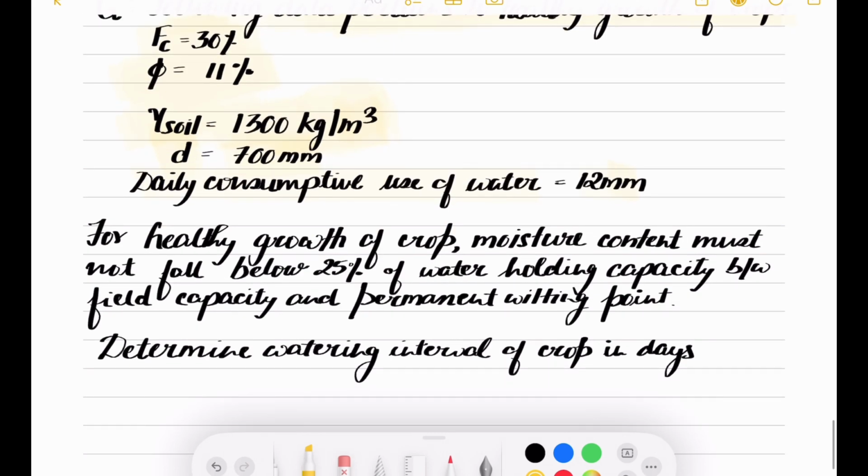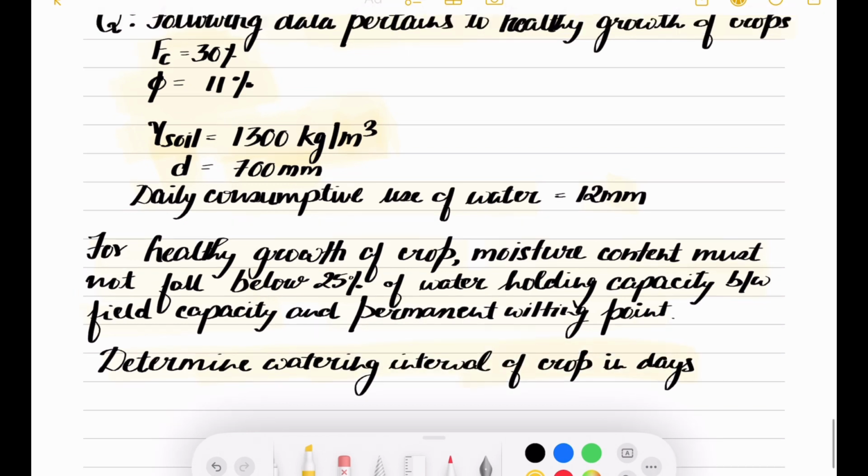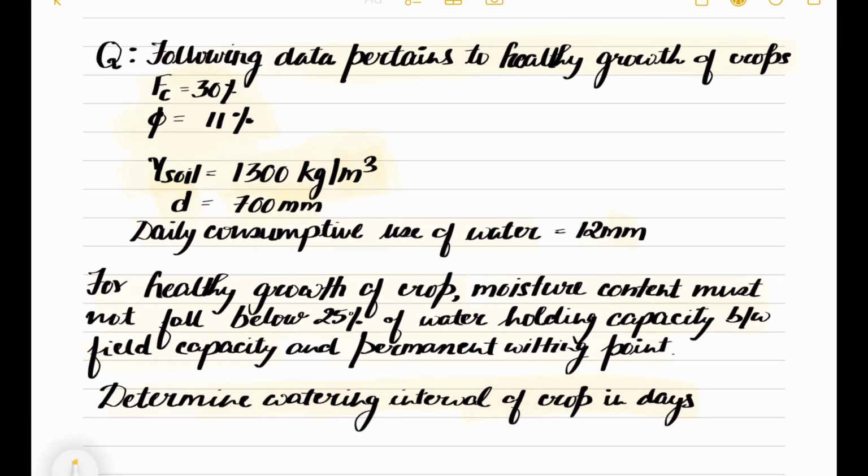We have been given additional information that for healthy growth of crop, moisture content must not fall below 25% of the water holding capacity between field capacity and permanent wilting point. So here also we have to determine the watering interval of the crop in days. All right, again let's look at the question. We have been given the field capacity, the permanent wilting point, gamma of soil, depth of root zone, daily consumptive use. This is important: for healthy growth of the crop, moisture content must not fall below 25% of the water holding capacity between field capacity and permanent wilting point.